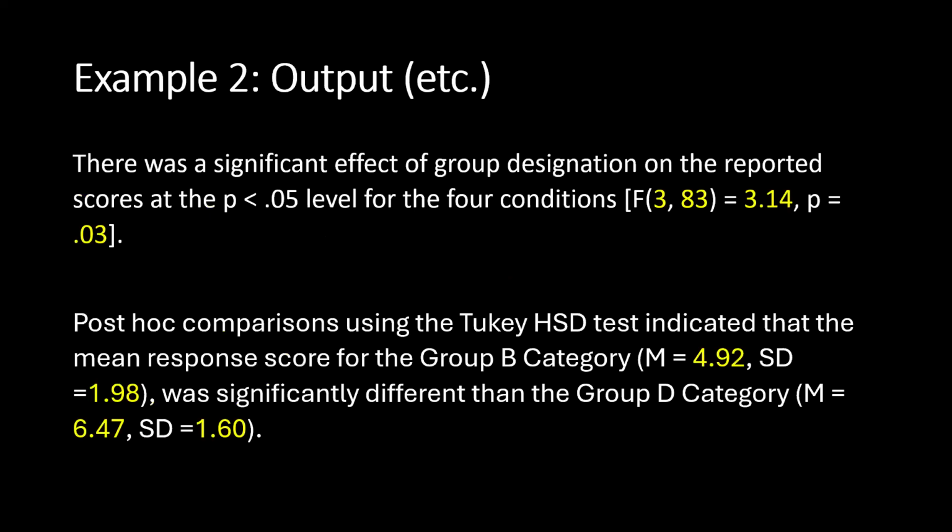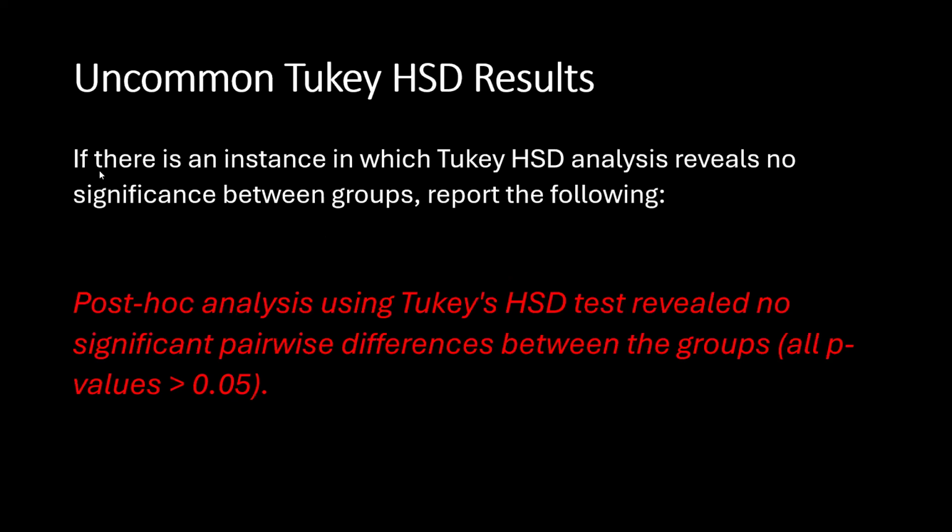So if that were the case, we would report our Tukey's HSD post hoc analysis findings as thus. We'd have our regular output findings in APA format for the one-way ANOVA, and our post hoc analysis would be: post hoc analysis using Tukey's HSD test revealed no significant pairwise differences between the groups, all p-values greater than 0.05. So this is uncommon, that there won't be a statistically significant finding in the post hoc analysis, but there was a finding in the one-way ANOVA, but it's uncommon.